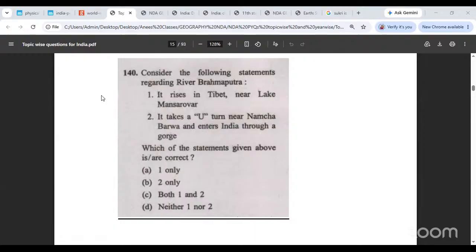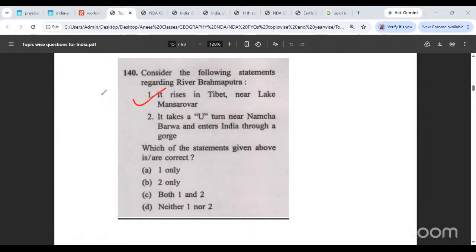मानसरोवर के पास नहीं है, ब्रह्मपुत्र का ओरिजिन है. हमने अभी डिस्कस किया ना, Indus, Brahmaputra and Satluj, सबके origins are pretty close by, close to Mansarovar, close to Kailash Mountain, close to Lake Rakshas. Different glaciers, different sides of the mountain, but close to that place. So we'll go with the first statement.